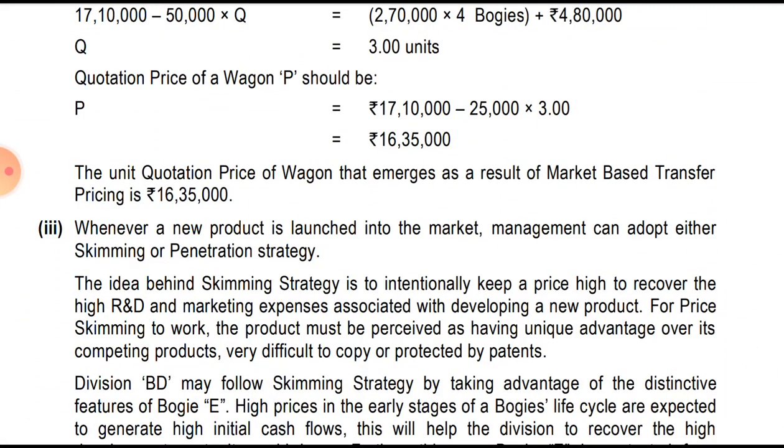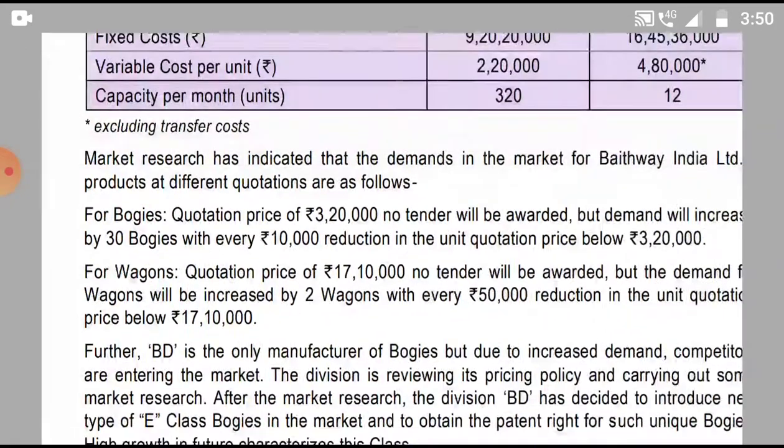So the unit quotation price of the wagon emerges as a result of the market-based transfer pricing. If it had been based on marginal cost, the selling price will be 15,35,000, and if the transfer price is based on market price, then the selling price should be 16,35,000. We are done with this.